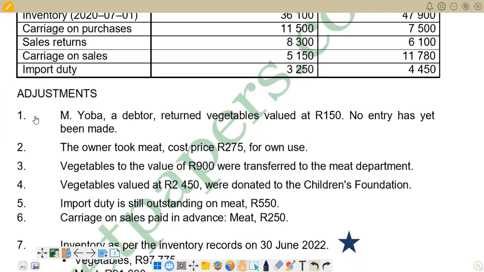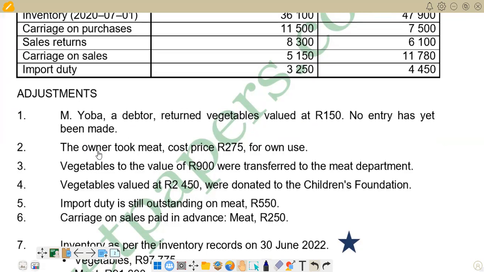If you look at the first adjustment, it says Mdu's data retained vegetables valued at 150 rands, no entry has yet been made. So we had already sold these goods and recorded them as sales, and now they are retained, so they're going to reduce the amount of revenue that we have there. So we adjust that one.